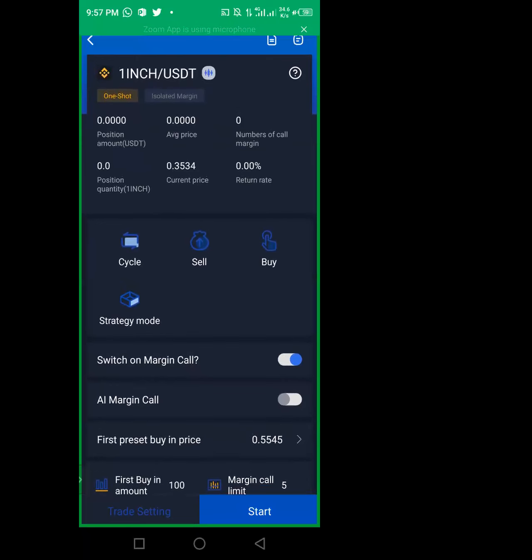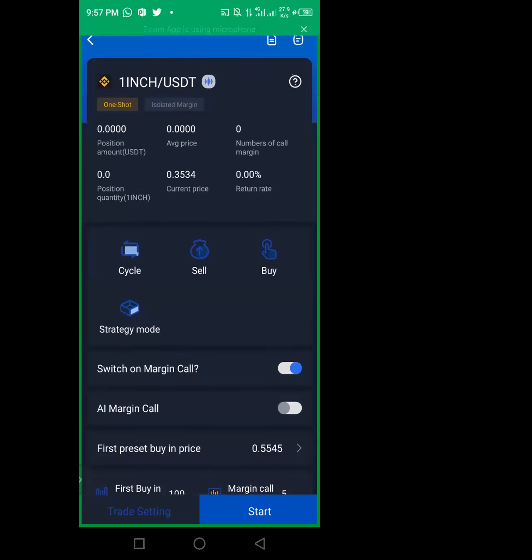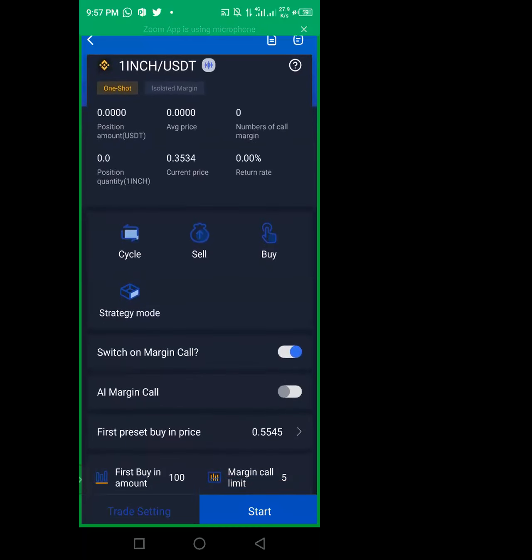you have 5 position quantity in 1 inch. So your quantity of 1 inch is 5. If you go to your Binance, you must not touch 5. If you want to touch any other thing, you go ahead. But you must remain 5. Anything you see here, you must remain. Please take note. Then the current price is the price in USDT of the coin that is showing you.